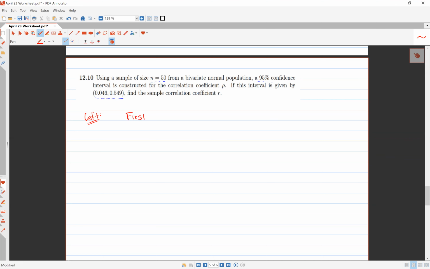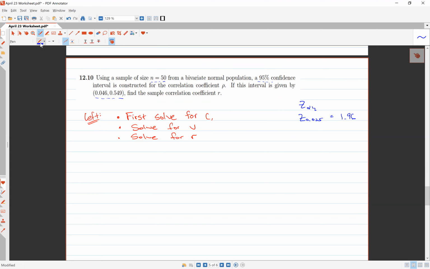So we're going to take the left endpoint. We're first going to solve for C1. From that, we can solve for V, and from that, we can solve for R. And because it's a 95% interval, we need the z-value of 0.025. Our z-value in this case is 1.96.